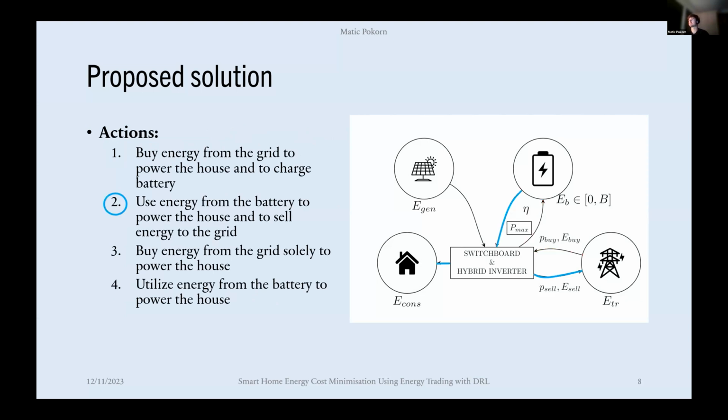The second action uses energy from the battery to power the house and to sell energy to the grid. This is for situations where the price is high, so we are able to make a profit using that. The third just buys energy from the grid and powers the house and ignores the battery altogether. And the fourth one tries to use the battery first to power the home.